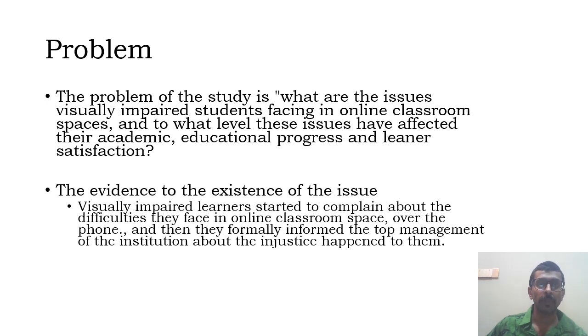Problem. The problem of the study is, what are the issues visually impaired students facing in online classroom spaces, and to what level these issues have affected their academic, educational progress and learner satisfaction? The evidence to the existing issue: visually impaired learners started to complain about the difficulties they face in online classroom space over the phone, and they formally informed the top management of the institution about the injustice happened to them.